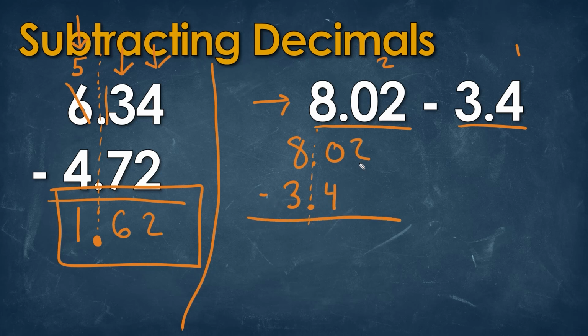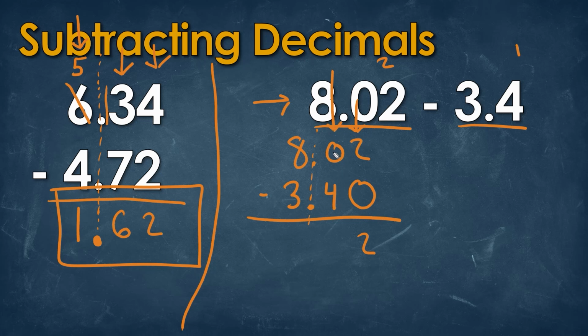Now you'll notice we don't have anything right here. Well, we can always add a 0 in. It won't change the number. We're just adding a 0, and then we can subtract, and it'll make it a little bit easier. So again, we always start from right to left. So 2 minus 0 will give us 2. We'll move on to the next column. Now we have 0 minus 4.